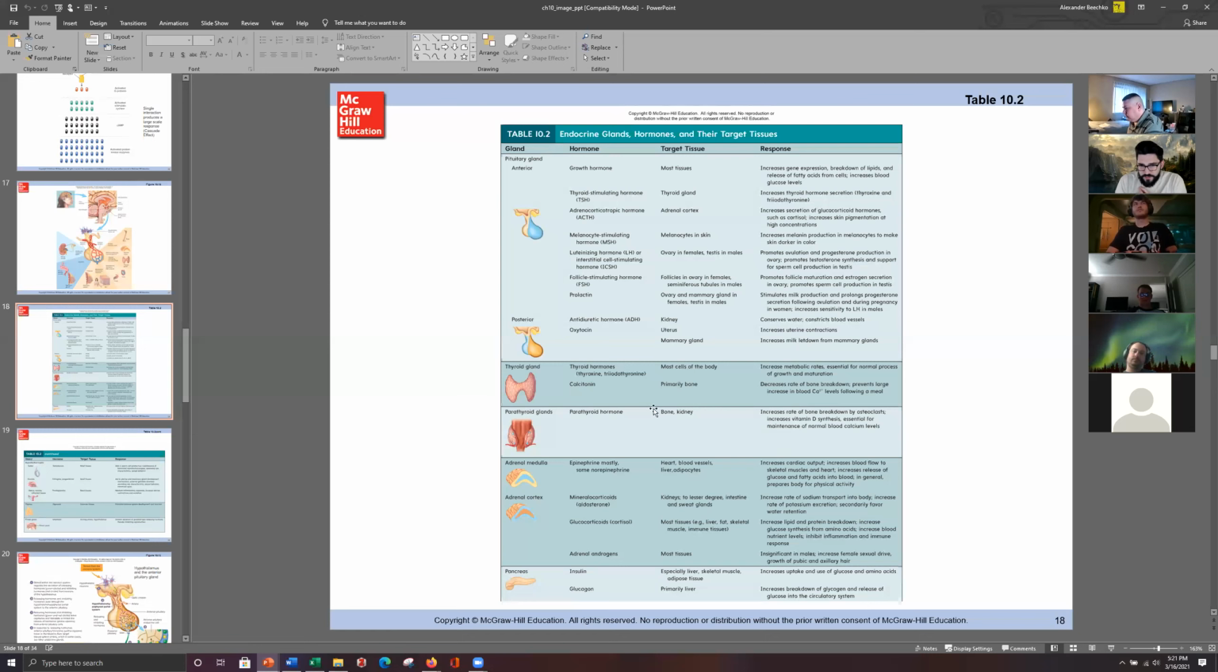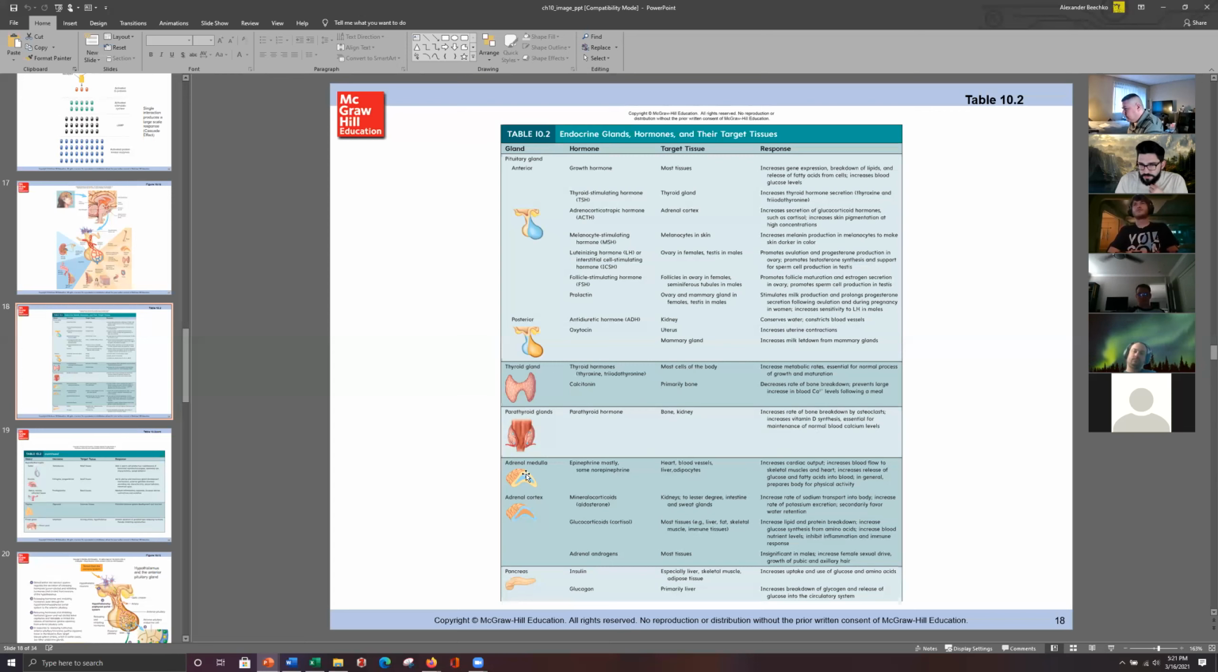We have parathyroid glands producing parathyroid hormone, which acts on the bones and the kidneys, increases the rate of bone breakdown by osteoclasts, increases vitamin D synthesis, and is essential for maintenance of normal blood calcium levels. Right? So those kind of go hand in hand with one another.